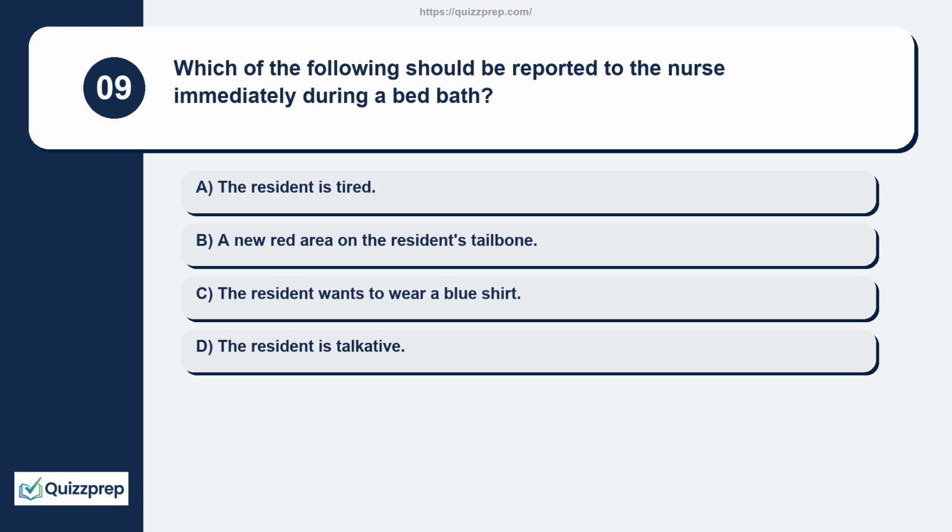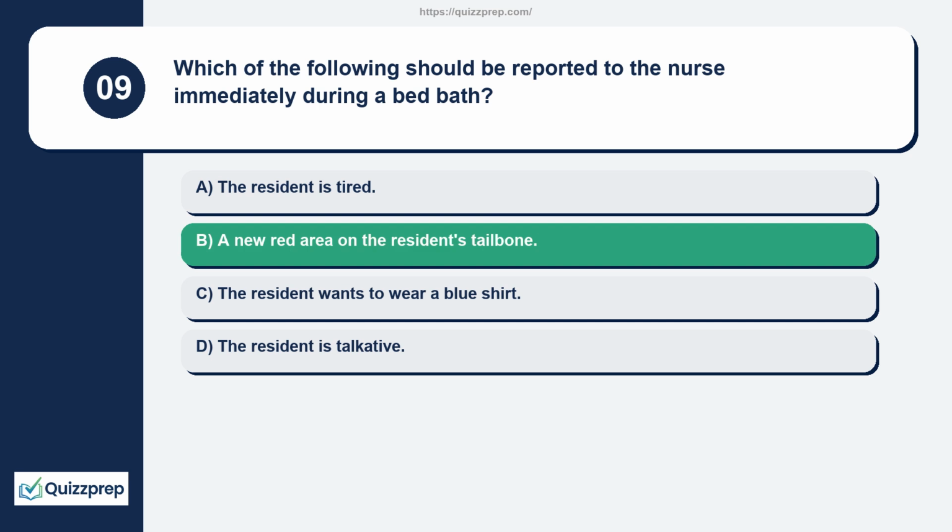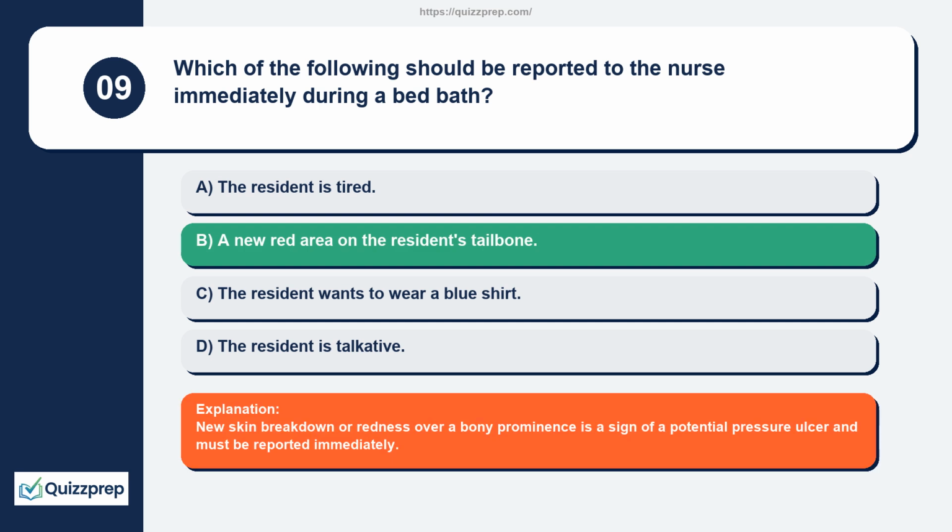Question 9. Which of the following should be reported to the nurse immediately during a bed bath? The resident is tired. A new red area on the resident's tailbone. The resident wants to wear a blue shirt. The resident is talkative. New skin breakdown or redness over a bony prominence is a sign of a potential pressure ulcer and must be reported immediately.